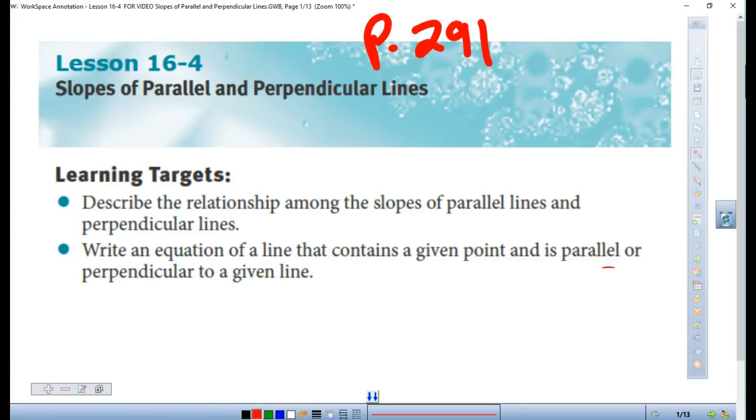Hi guys, welcome to lesson 16-4 on page 291, where we're going to be studying slopes of parallel and perpendicular lines. Now we already talked about these once a while back when you did the treasure hunt activity, but we're going to study them in earnest today and make sure we can use parallel and perpendicular slopes to write equations of lines. And then at the end, you're going to get a chance to prove, using this knowledge, whether quadrilaterals are parallelograms and even rectangles.